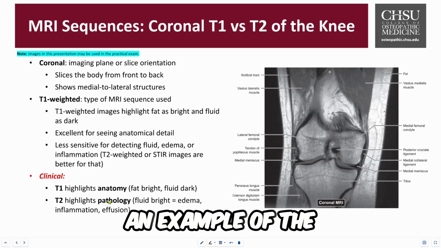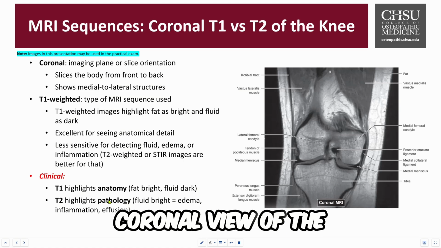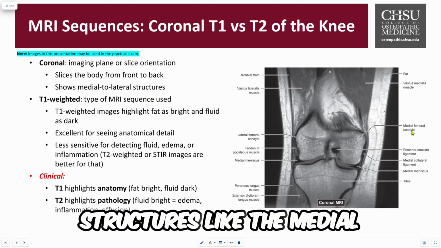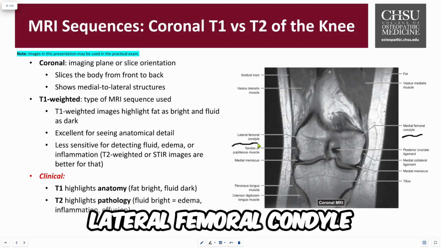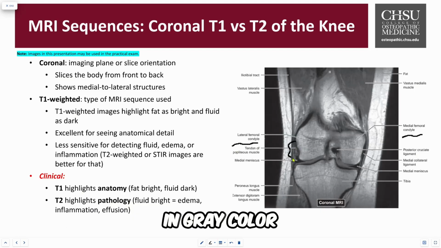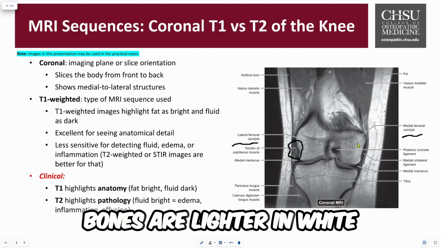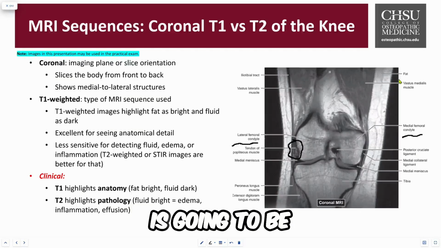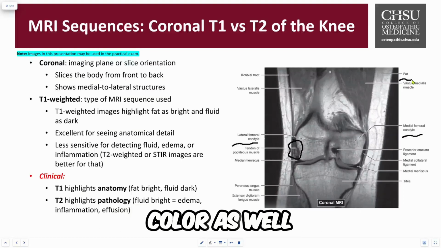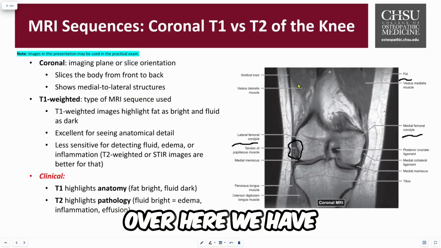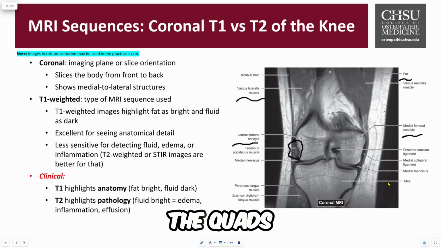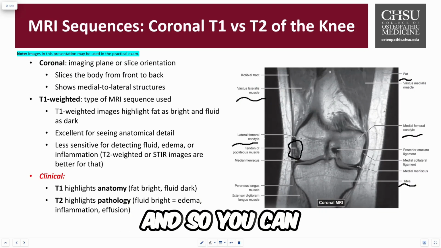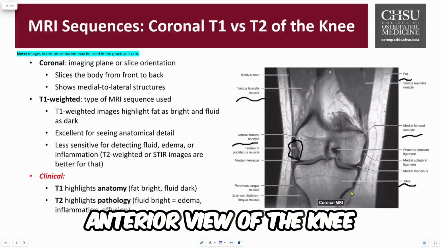On the right is an example of the coronal view of the MRI scan. You can see some of the key structures like the medial femoral condyle and lateral femoral condyle. The muscles appear darker, in gray. Bones are lighter, in white, and the fat is also lighter, in a white color, and bright. Over here we have the vastus lateralis muscle, the quads, and over here we have the tibia. And so you can see this is an anterior view of the knee.